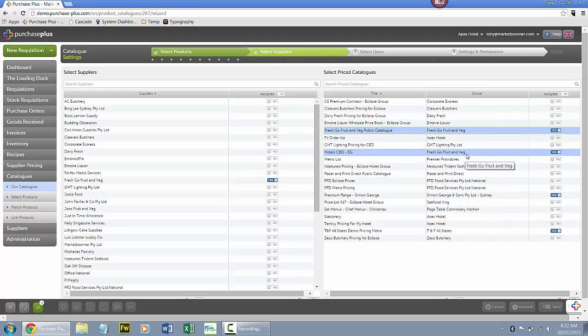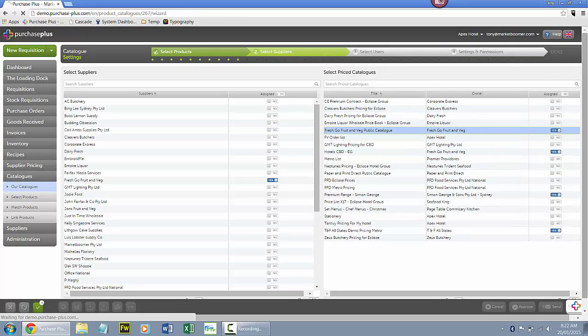So sometimes premium produce can even be cheaper than standard produce, but unless you double check every line item or have a system like Purchase Plus that does that for you, it's pretty much impossible to keep abreast of every single line item.